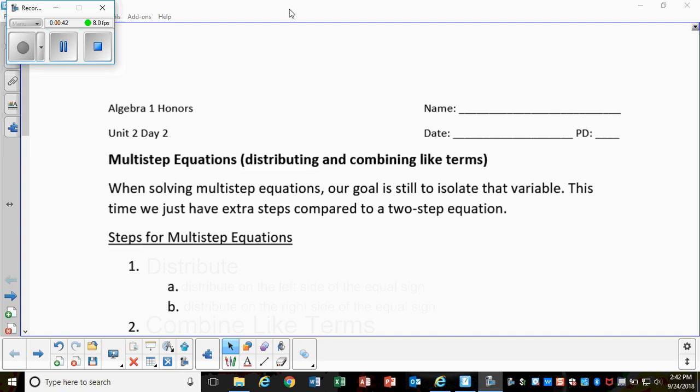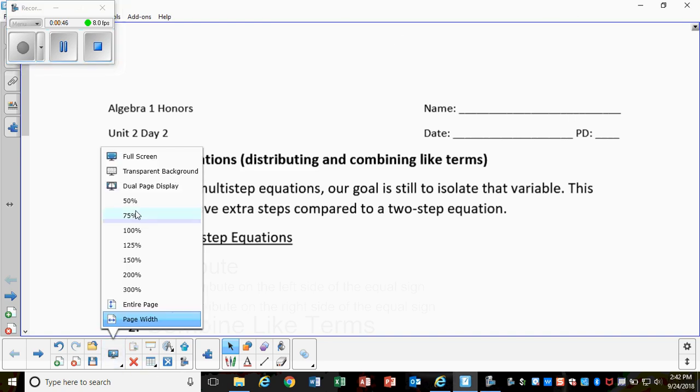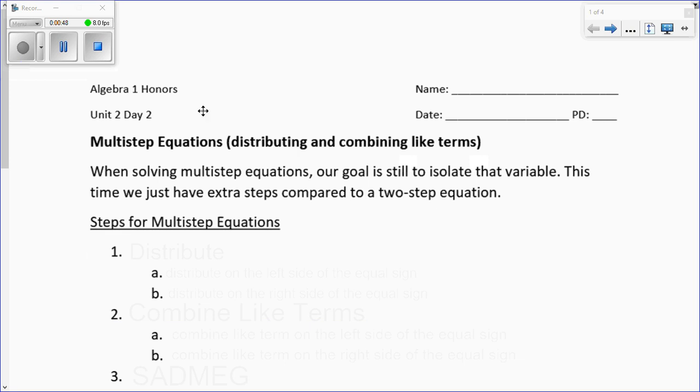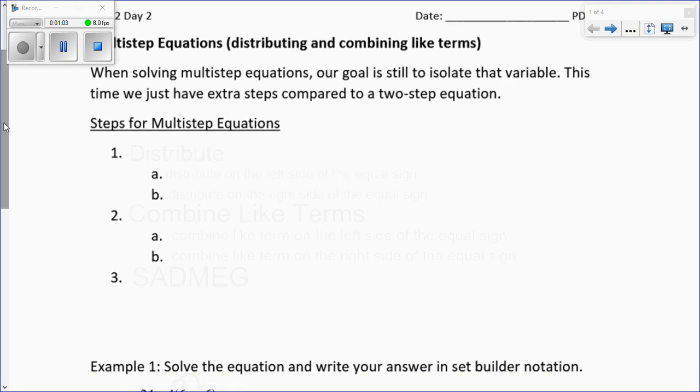Okay, so when solving a multi-step equation, our goal, let me make this big actually. Our goal is still to get the variable by itself. Now we just have extra steps, hence the multi-step, compared to the two-step equation. So steps for solving multi-step equations. This is right now with distributing and combining like terms. So these are the steps you want to take.